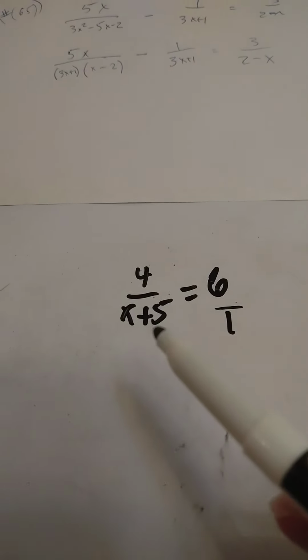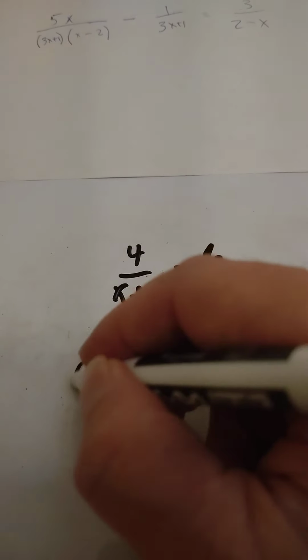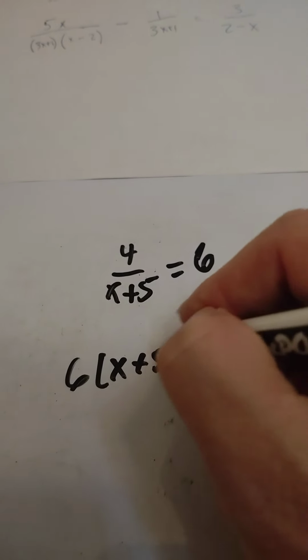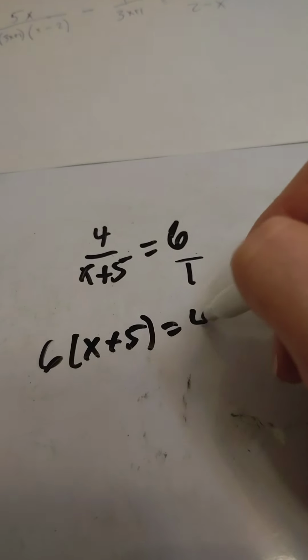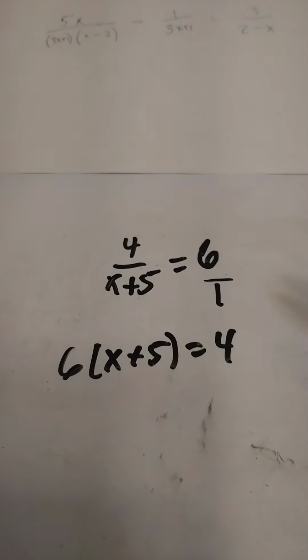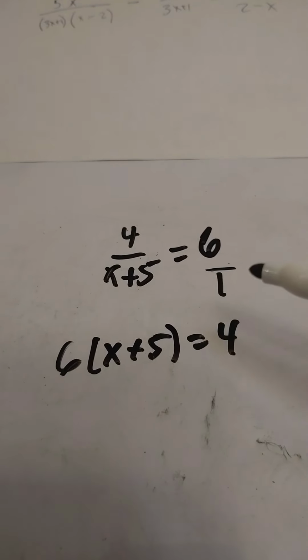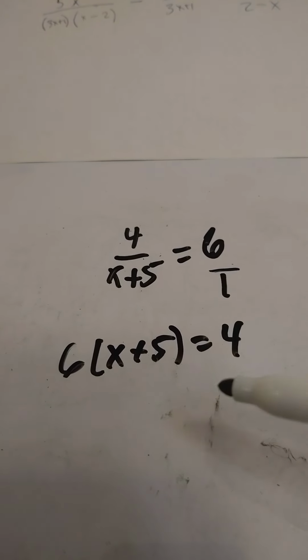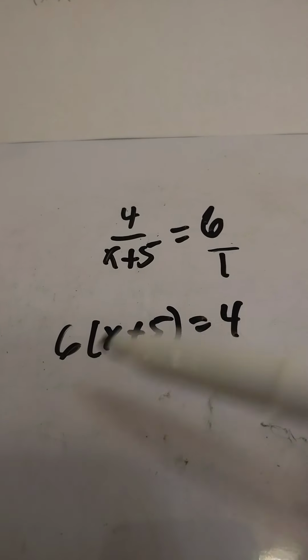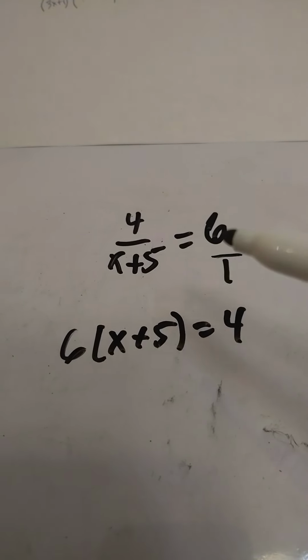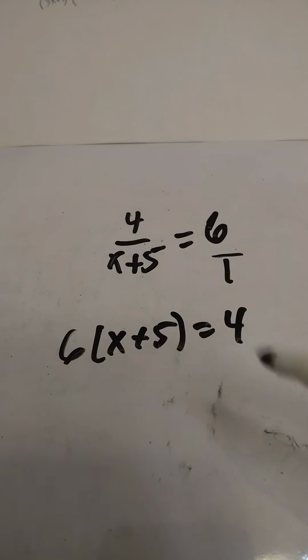What's 6 times the quantity x plus 5? I'm going to just show all my work here. 6 times x plus 5 equals, what's 4 times 1? That's the other cross product. It doesn't matter which cross product you do first. So, again, a proportion, so that means their cross products are going to be the same. I just went this way first because I want the variable on the left-hand side. So 6 times x plus 5 equals the other cross product, 4 times 1 is 4.